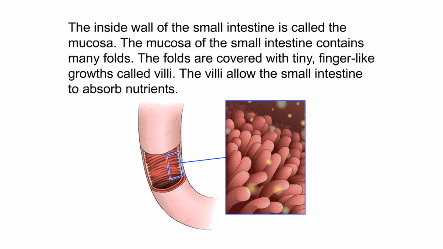The inside wall of the small intestine is called the mucosa. The mucosa of the small intestine contains many folds. The folds are covered with tiny finger-like growths called villi. The villi allow the small intestine to absorb nutrients.